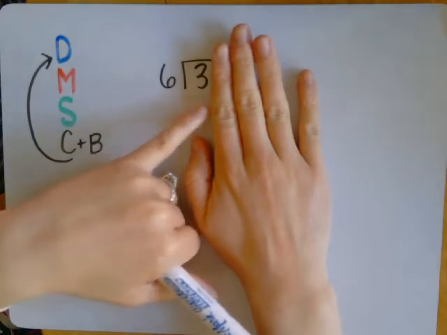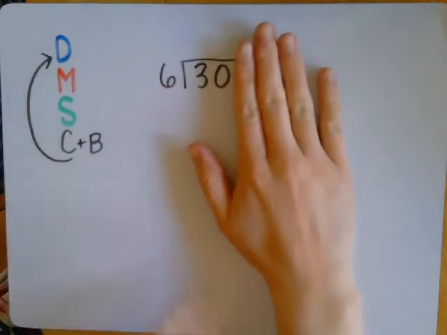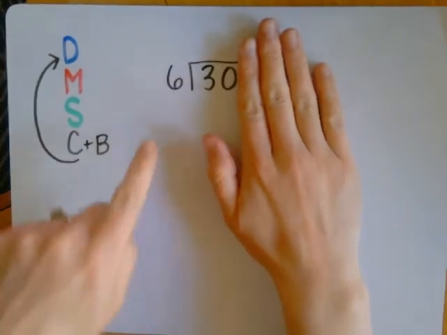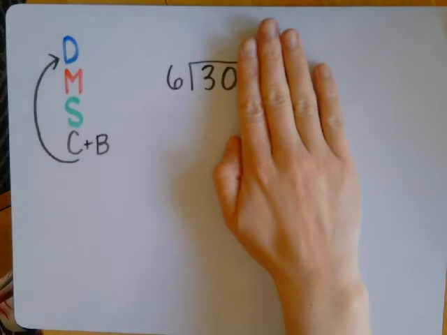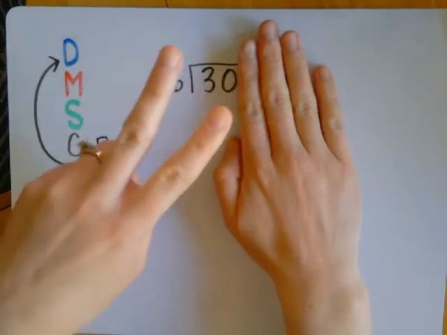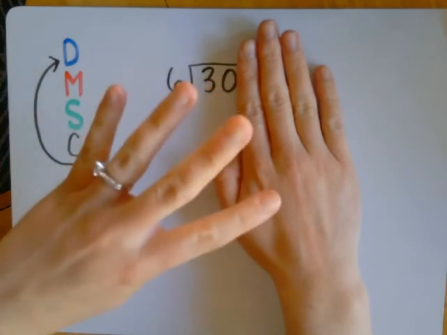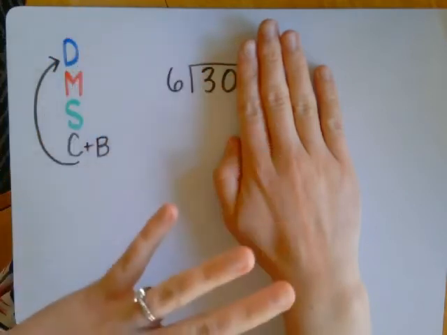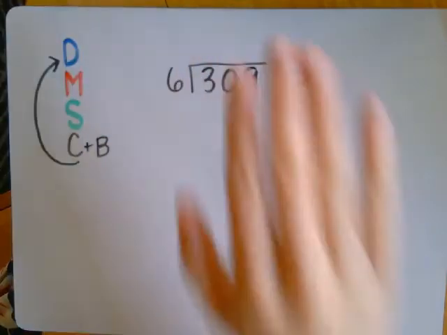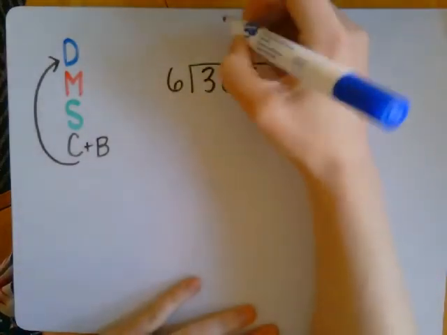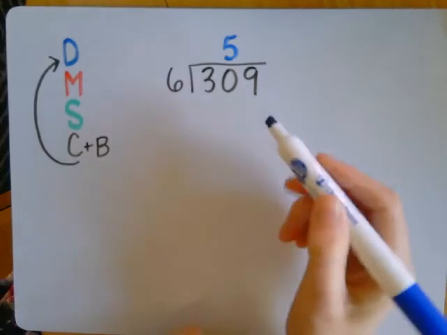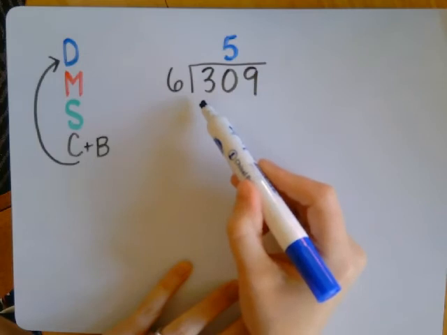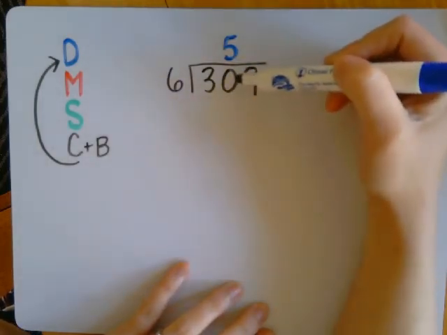So instead of dividing 3 by 6, I have to go to the next number. So that becomes 30 divided by 6. How many groups of 6 can I make out of 30? Let's count. 6, 12, 18, 24, 30. So I can make 5 equal groups of 6 out of 30. So I need to place a 5 right above the 0. It goes above the 0 and not the 3 because I'm making groups of 6 out of 30 and not just 3. So we need to make sure our work is lined up to reflect that.